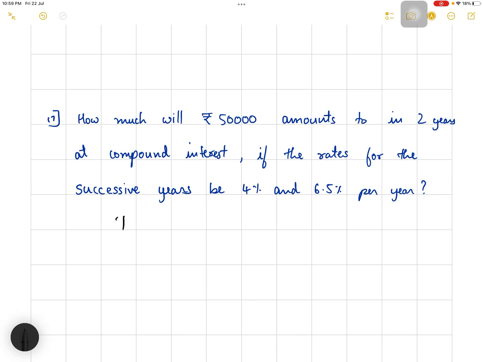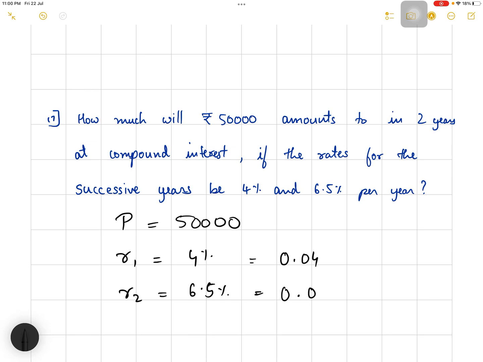Now, how much will rupees 50,000, that means my P is equal to 50,000, amount to in 2 years at compound interest if the rate of interest for the successive years is 4% and 6.5% per year. So for year 1, my R1 is 4%, and for year 2, my R2 is 6.5%. 4% means 0.04 and 6.5% means 0.065.